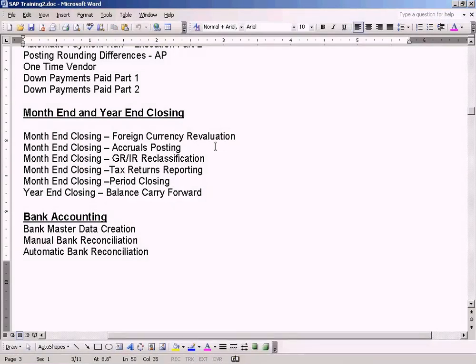Let me explain what foreign currency revaluation is. Foreign currency revaluation is the process of revaluating the balances in foreign currency so that you can present accurate financial statements to your stakeholders. The reason why we are doing this foreign currency revaluation is to meet one of the important accounting principles, the true value principle.